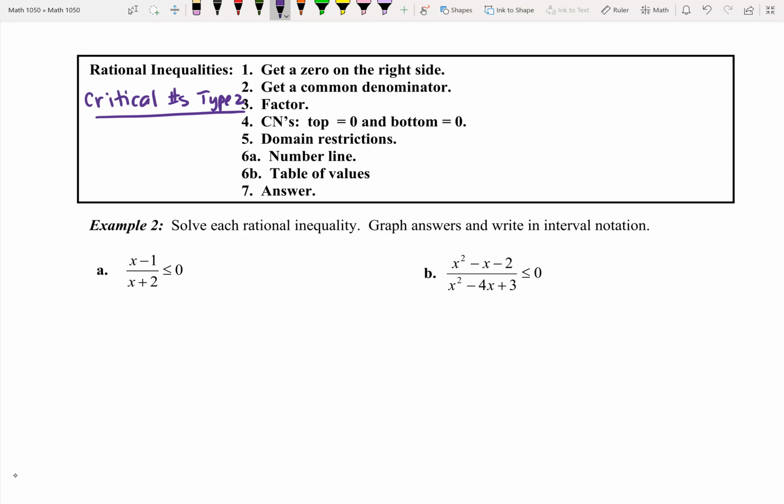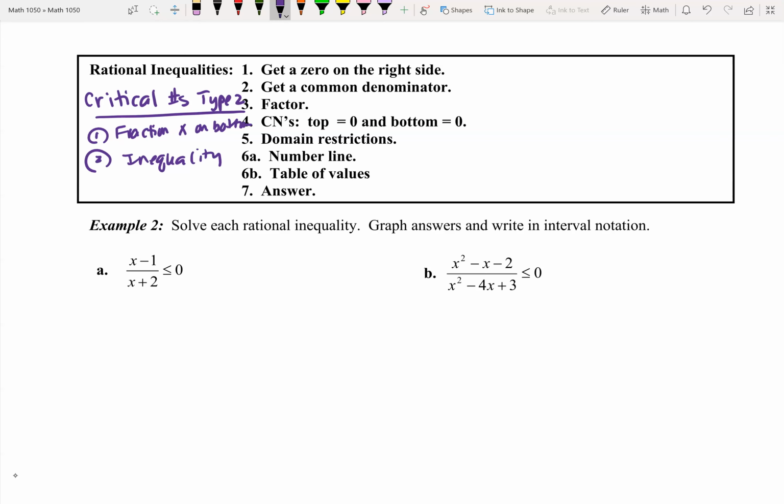So what makes it a critical numbers type 2? 2 things. So look at question A. Do you see how you have a fraction with an x on the bottom? That's what we have to have. So go fraction with an x on the bottom. And the other thing you need is an inequality. So the greater than, less than business. So if you look at A, it's got it. Look at B. Fraction with an x on the bottom, inequality. So you have to recognize it's a critical numbers type 2.